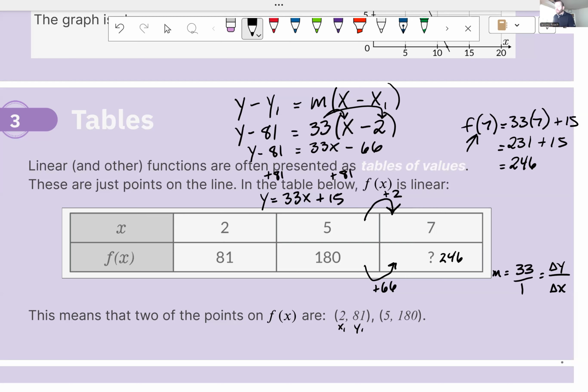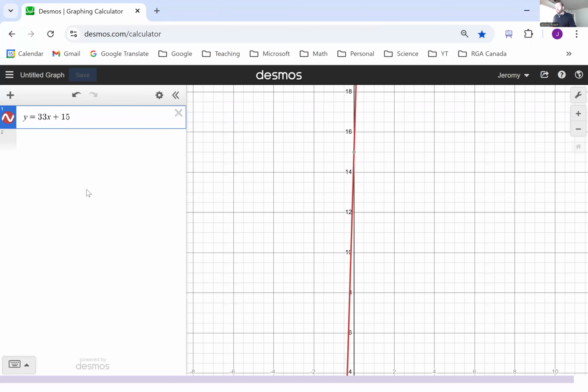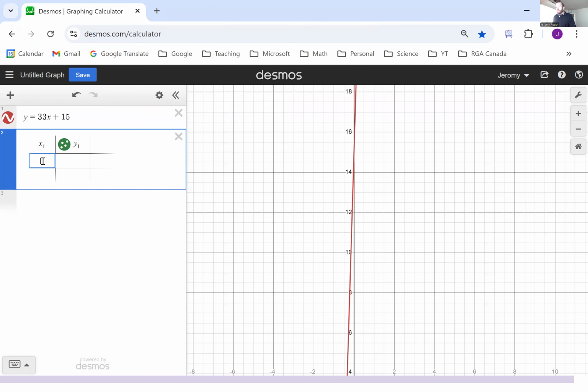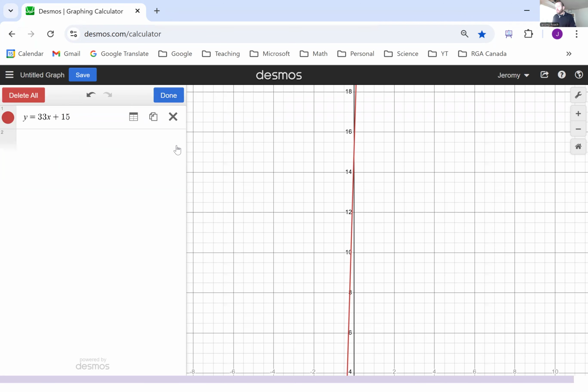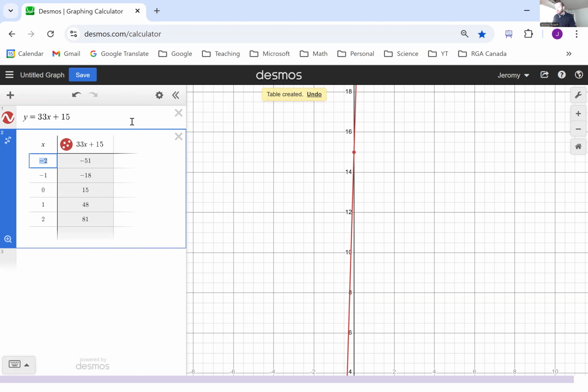Now, if you're really fast on the computer, another way you can do this is go back to Desmos, type in the equation, click plus table, and we want to know what y is when x is 7. We just type 7 for x, and it should give us a value for y. Let's see here. That is not what we do. I was adding a new table. What we do is we click on this, we click on the settings gear, click on create table, and type 7, and we'll get 246.